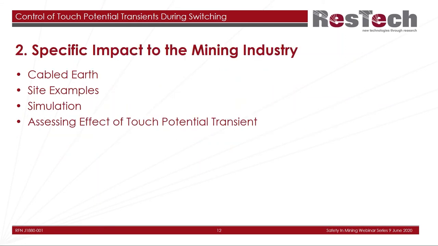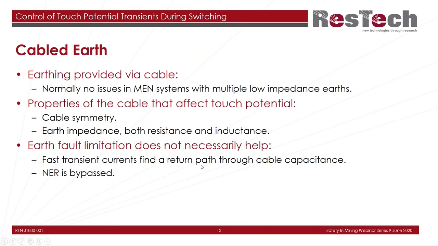Okay. So how does this actually affect the mining environment? Okay, so we'll have a little discussion about cabled earth, and I'll show you some site examples which give you more realistic pictures of what actually happens. Okay. So earthing provided by the cable is one of the contributing factors. Normally in an MEN system, we have multiple earths, so low impedance doesn't become a problem.